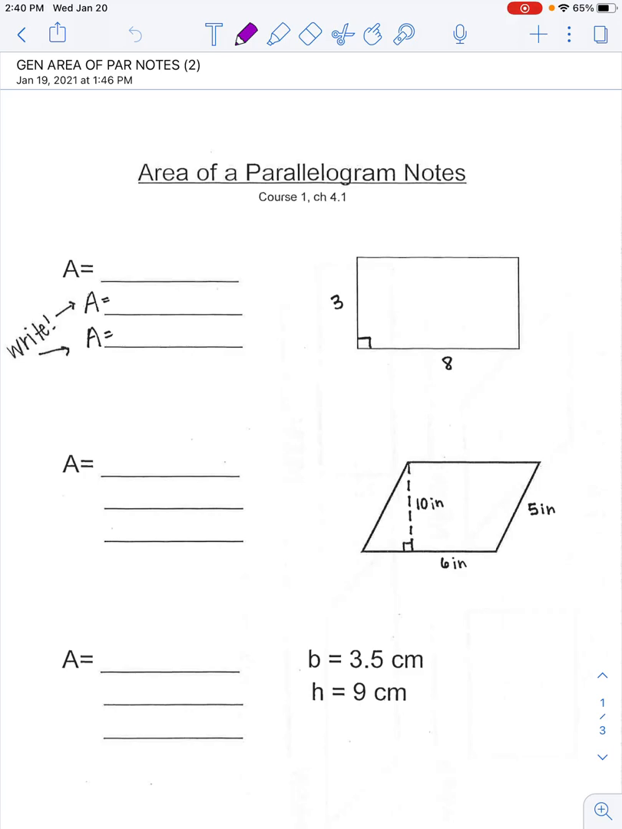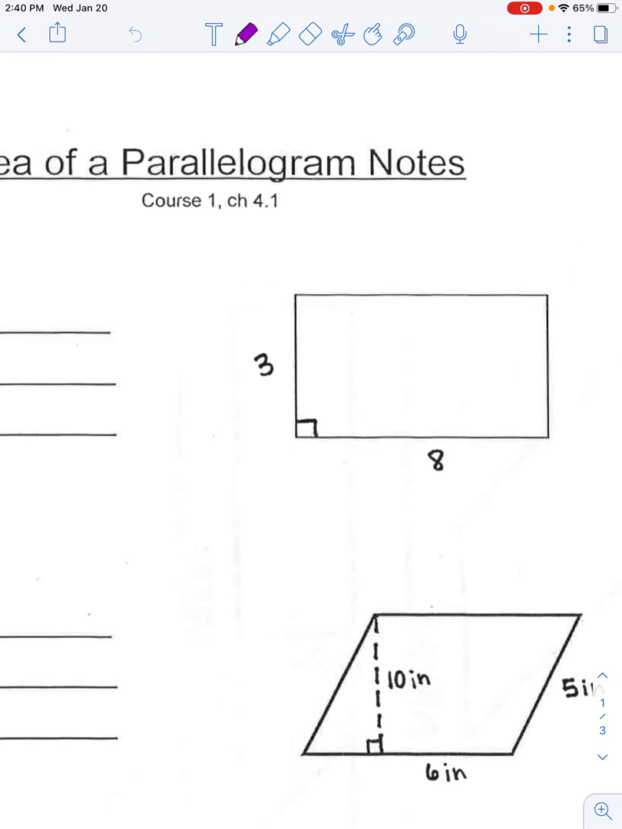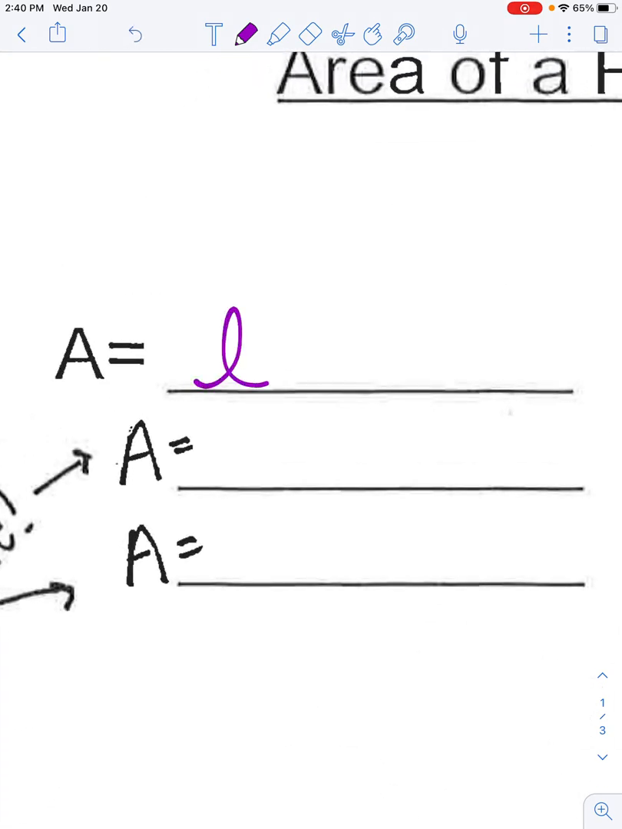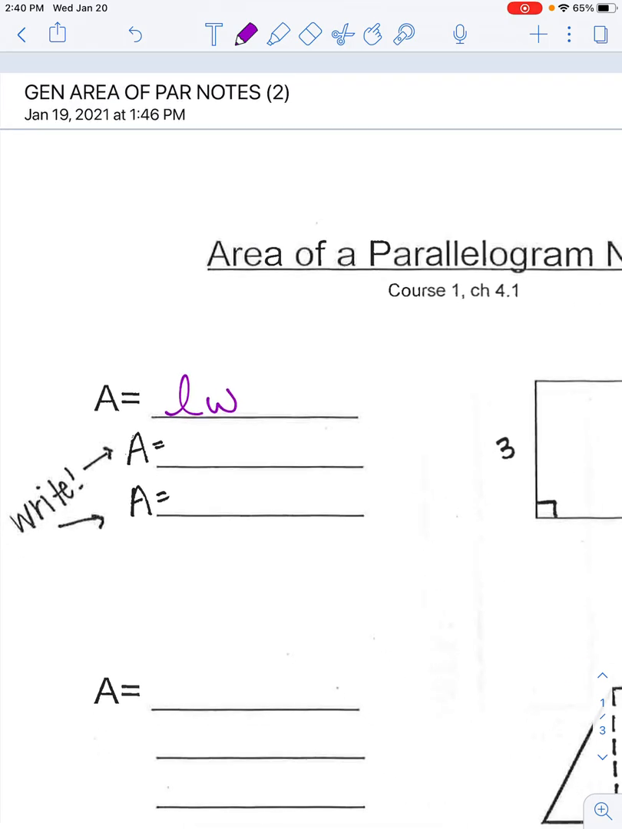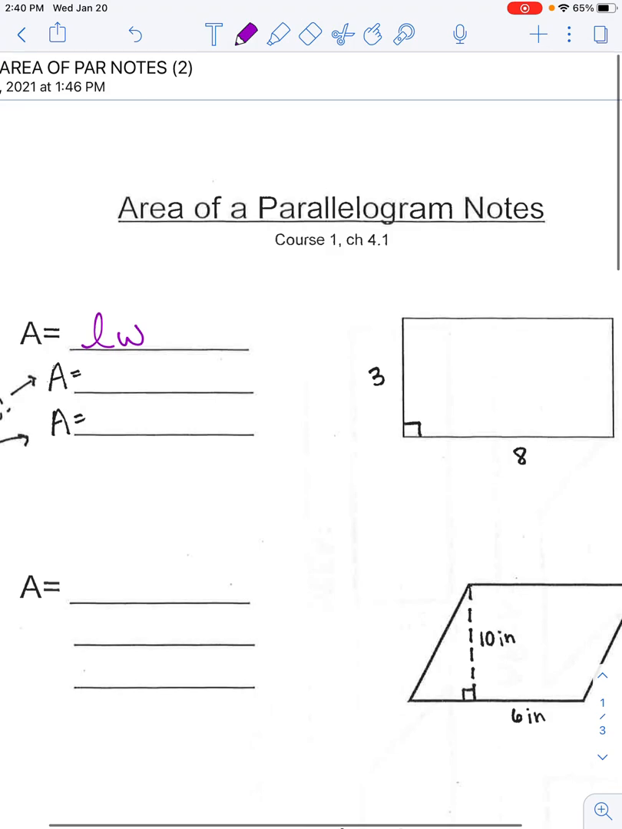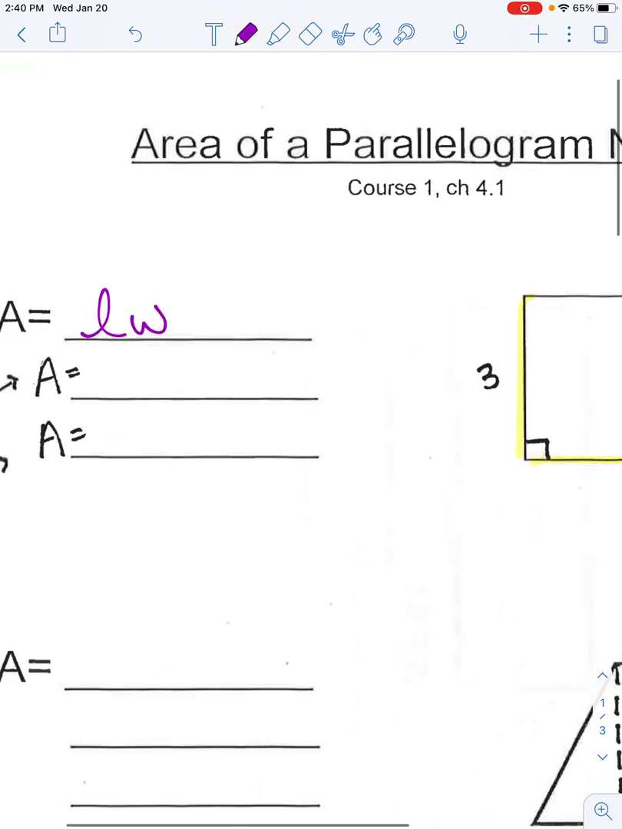We should know to find the area, we're doing length times width. So if it's a rectangle like this first one is, on the top line, we are going to get into the habit of writing the formula on line 1. Area equals length times width. Second line, we're going to substitute in for the length, which is 8, and the width, which is 3.